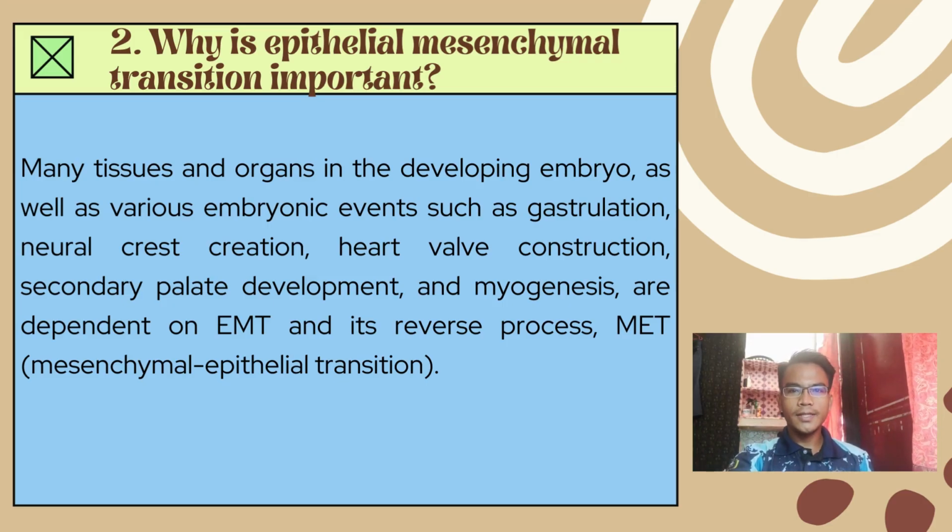Okay, for the Q&A session, why is epithelial mesenchymal transition important? This is because many tissues and organs in the developing embryo, as well as various embryonic events such as gastrulation, neural crest creation, heart valve construction, and so on, are dependent on EMT and its reverse process, which is MET, mesenchymal epithelial transition.